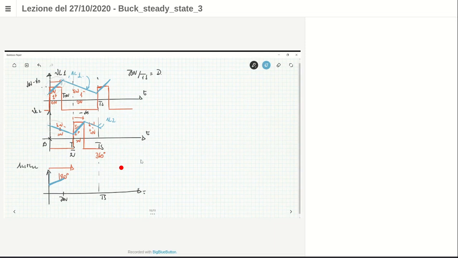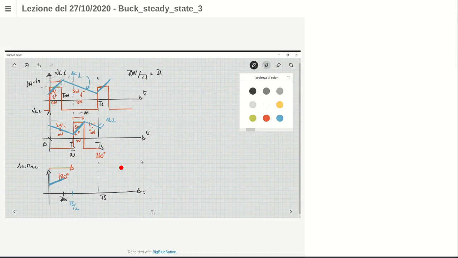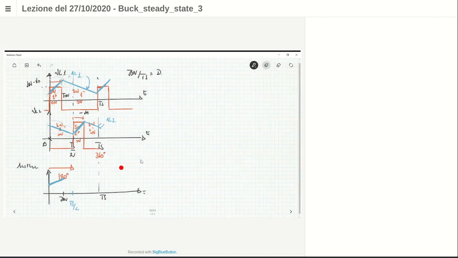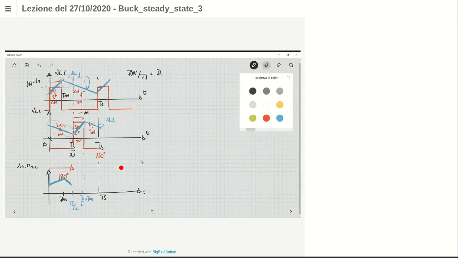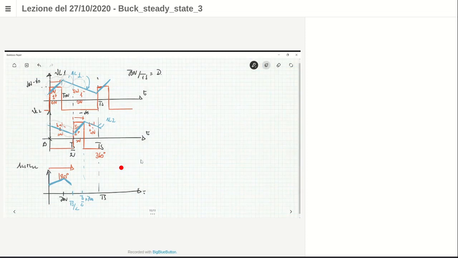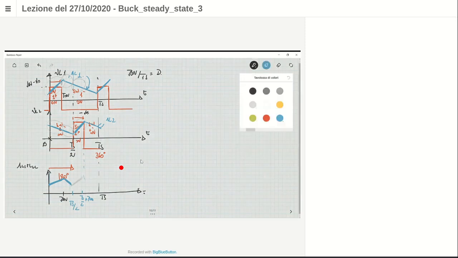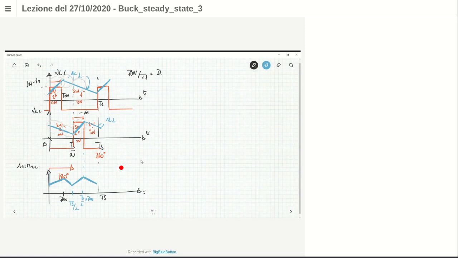Then you have an interval up to Ts divided by 2, in which you have both descending slopes. So you have a descending slope here, even less. Then you have Ts divided by 2 plus Ton here, in which you have a descending slope for IL1 and a rising slope for IL2, but now the slope of the rising current is higher. You have a positive slope here, and then a negative slope here.